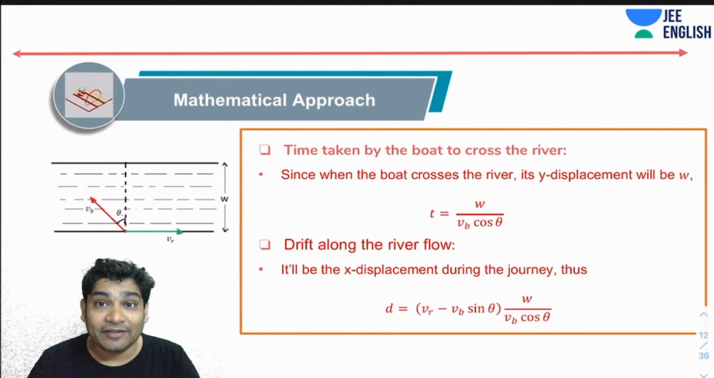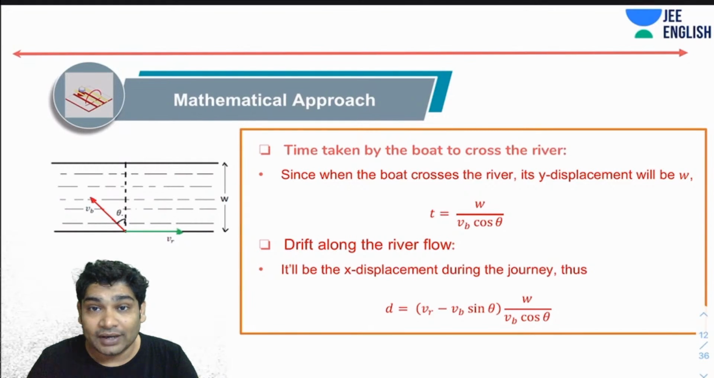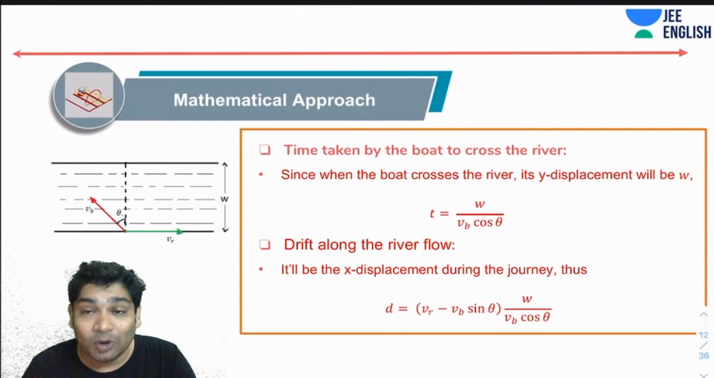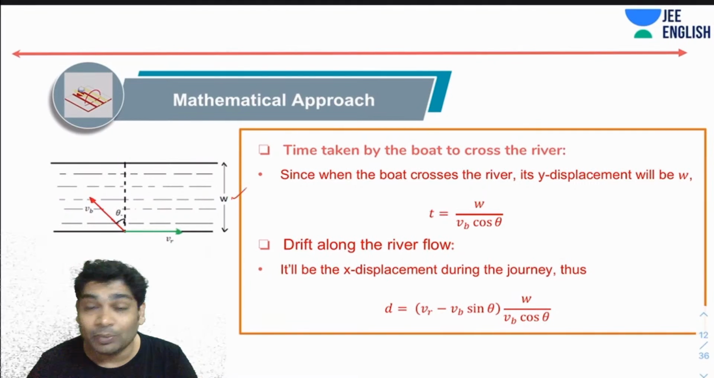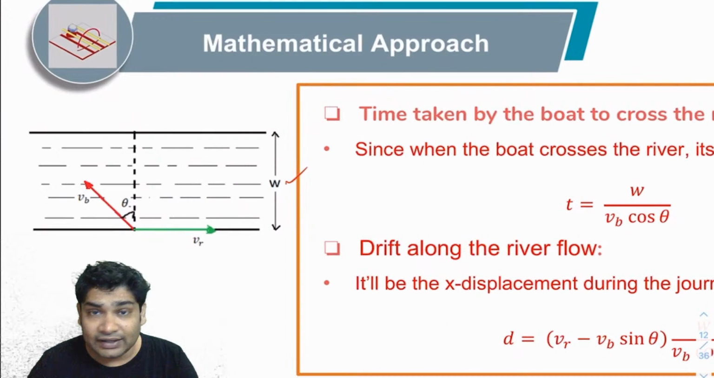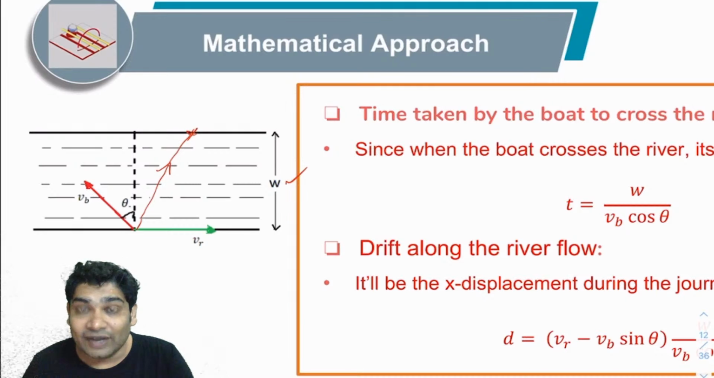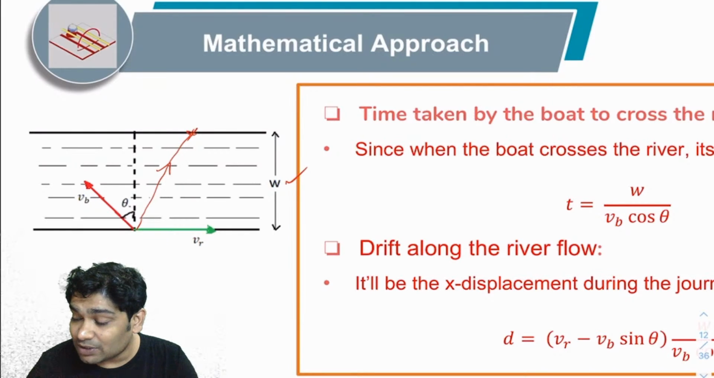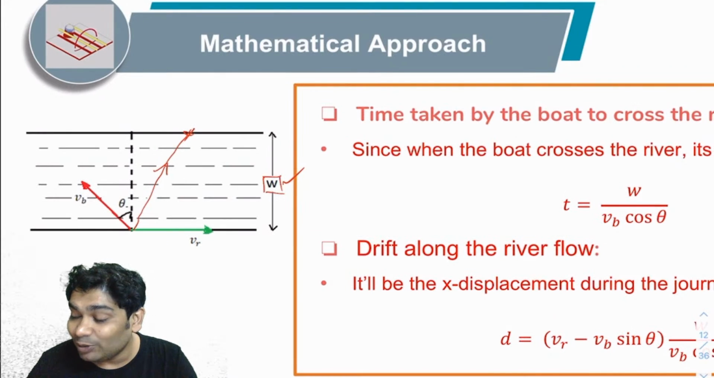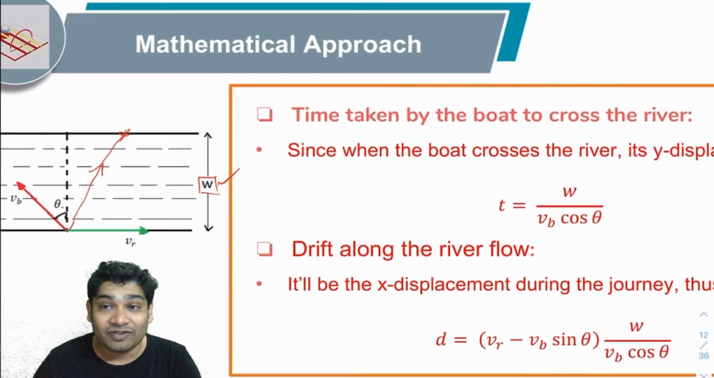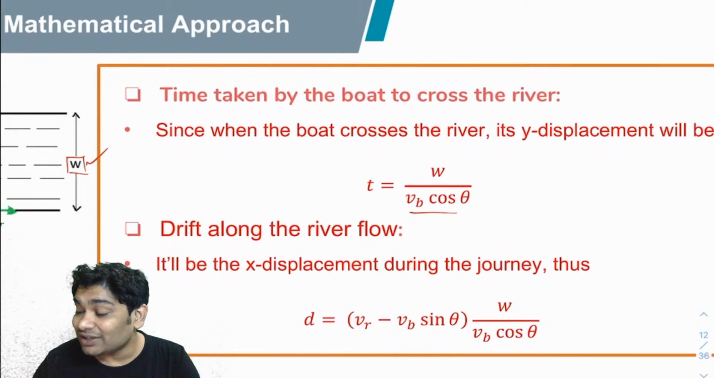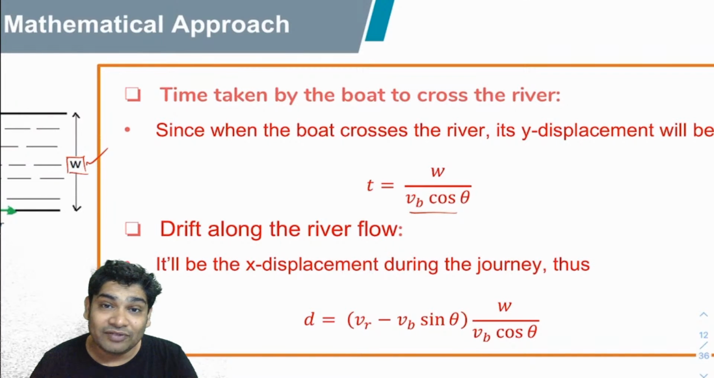First of all, if I have to find the time taken to cross the river, we know that when the boat crosses the river, the y displacement would be w, where w is the width of the river. This would be given to you. Let's say the boat ends up going like this. Whenever it reaches the other point, the displacement in y would be w, the width of the river. I know the velocity in y is VB cos theta. So the time would be simply w over VB cos theta.